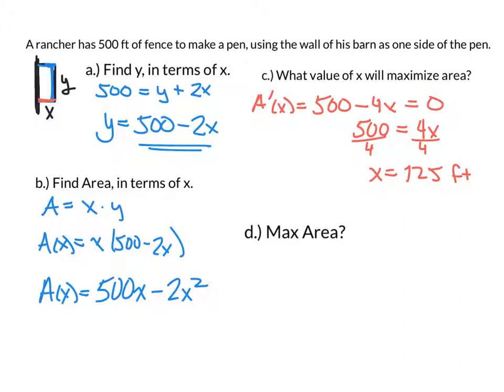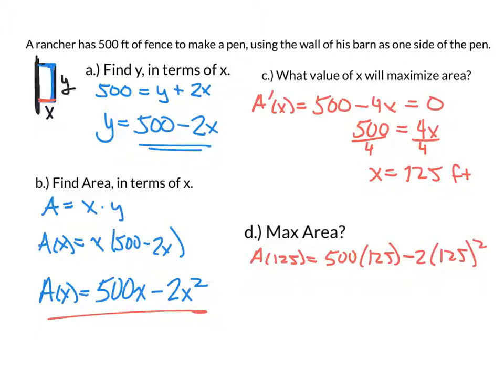Now I could go back and find the area. The maximum area is going to happen at A when x is 125. So we'll just go ahead, take that, and plug it into our area function. 500 times 125 minus 2 times 125 squared. And we get a value of 31,250. This is an area, so our units are going to be square feet.